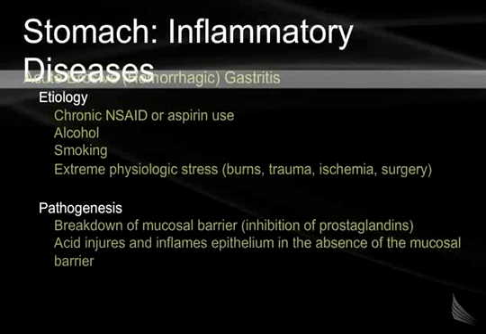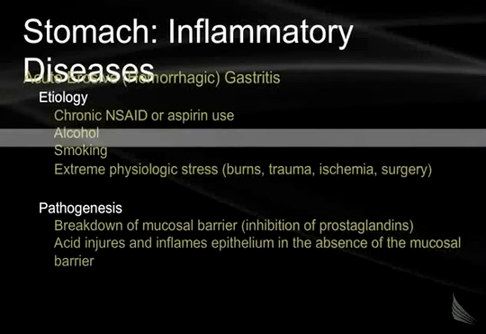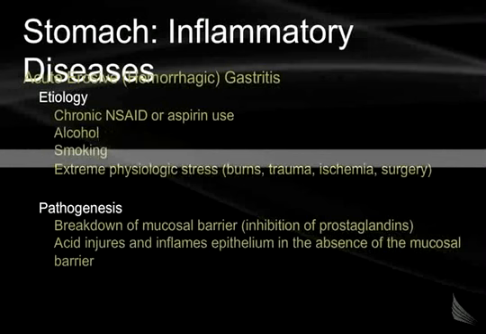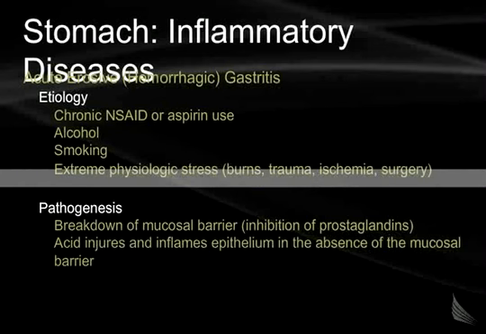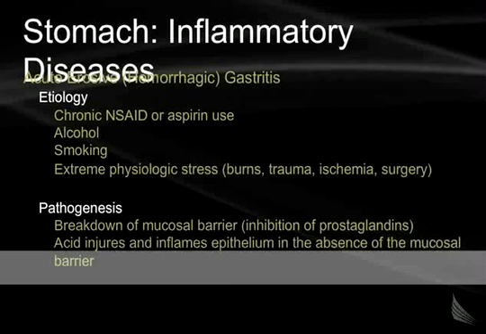Next we'll talk about acute erosive hemorrhagic gastritis. Usually, patients have a history of chronic NSAID use or aspirin use or alcohol. They also have risk factors for ischemia, including smoking or other stresses such as burns, trauma, or surgery. The pathogenesis is the breakdown of the mucosal barrier, which, remember, is under the influence of prostaglandins. Any of the substances listed above can inhibit prostaglandins.